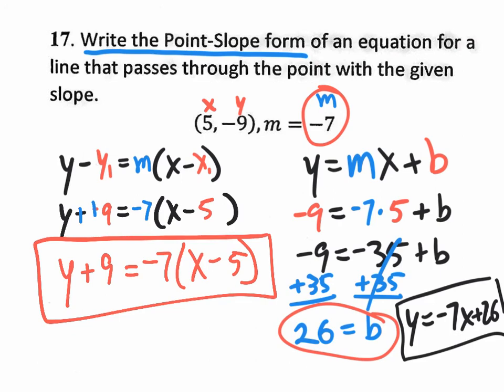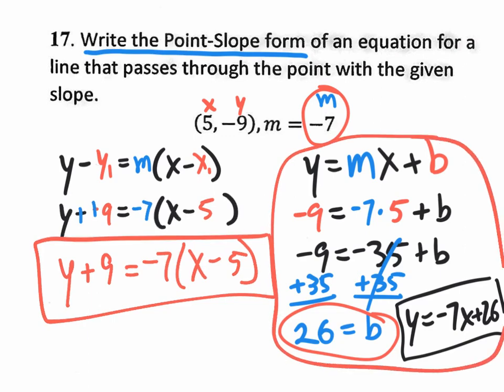Should have read the instructions carefully, I'm sorry. So this was kind of a waste of time. Even though it really is the same equation, this one's in point-slope form, and that's what they want, point-slope form.